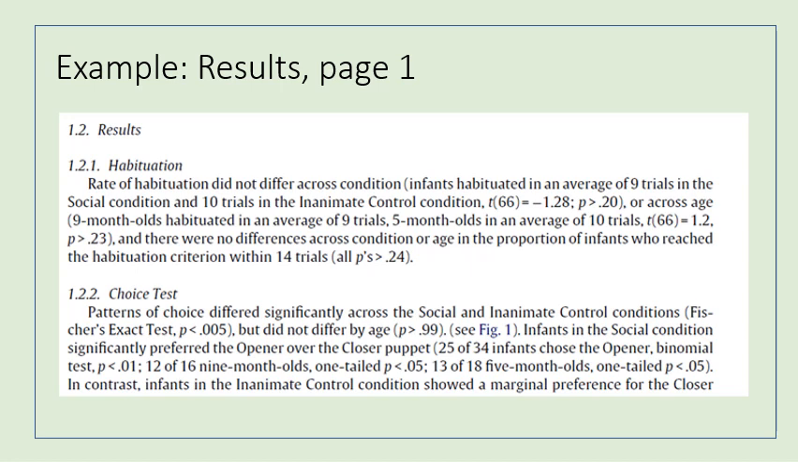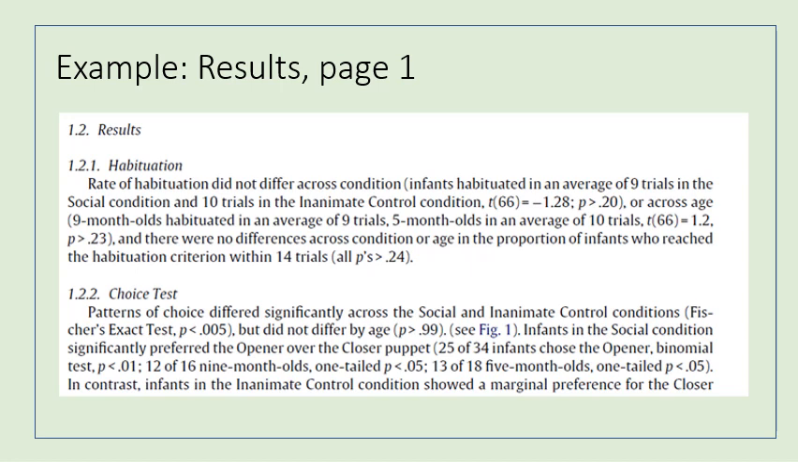And then this is the result of interest. What did the infants choose? The choice test. It says here patterns of choice differed significantly across the social and inanimate control conditions, which is what they want. And they didn't differ by age, so this was true of all the infants in both age groups. Infants in the social condition, where that puppet protagonist was used, significantly preferred the opener over the closer.